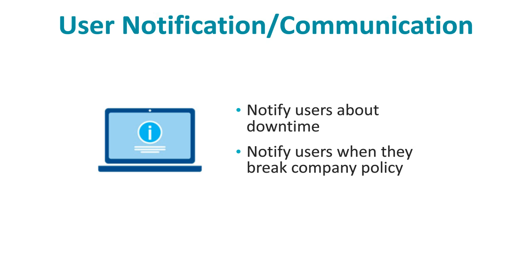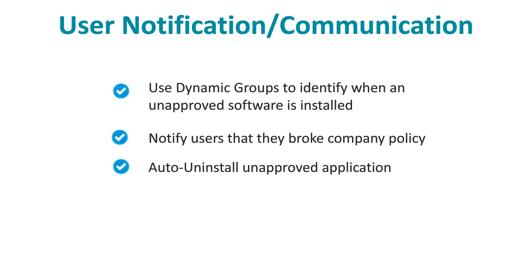And so like I mentioned, we can identify those unapproved software, notify users that they broke company policy, notify the IT admin that someone did it, and then automatically uninstall the unapproved application. And we can do the same thing with install. If we don't see an application on a computer, we can install it for you. You can install any sort of application that you want directly from the ESET management server.